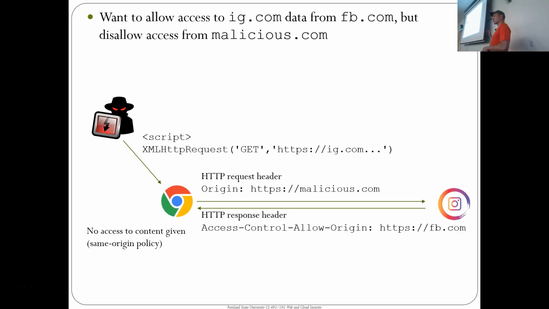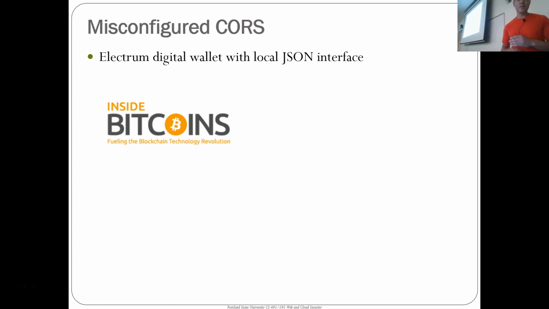Questions about CORS? Relatively simple mechanism, but oftentimes done very poorly, as it turns out, which is what your homework is going to be. There's only one homework. Here's an example of it being done poorly. This is a digital wallet that holds a bunch of Bitcoin. It had a local JSON interface.